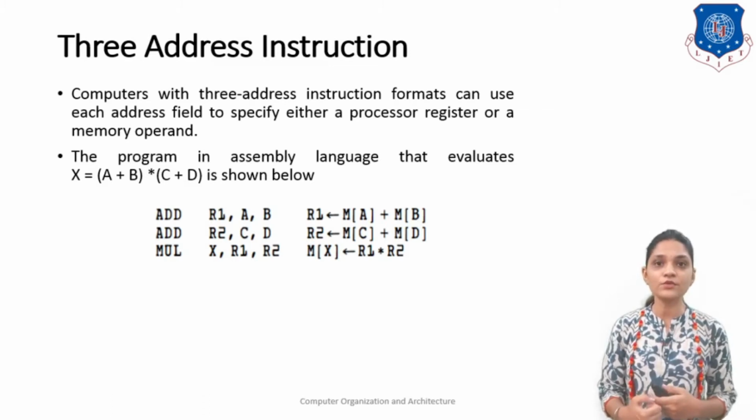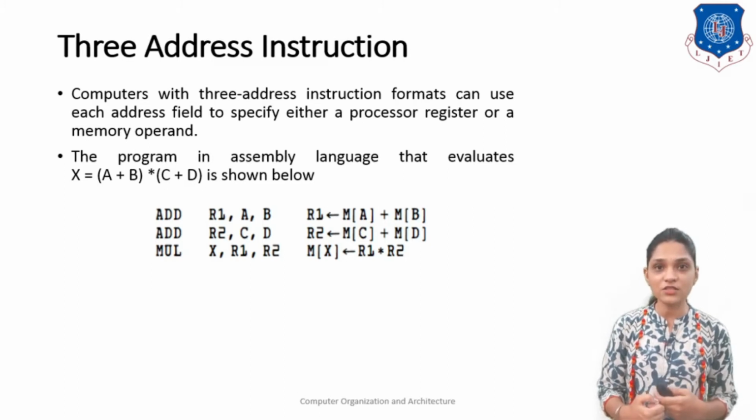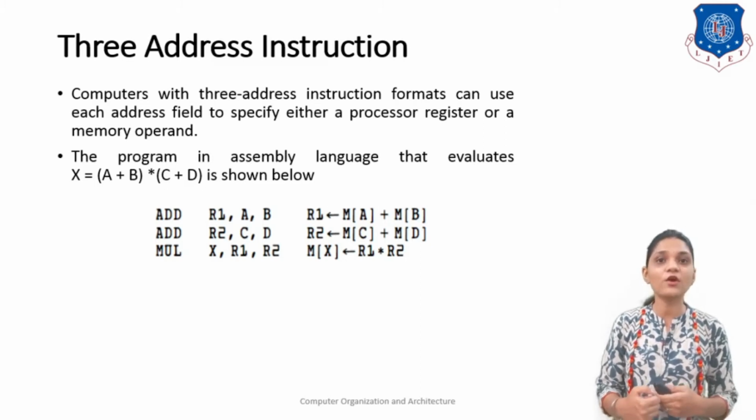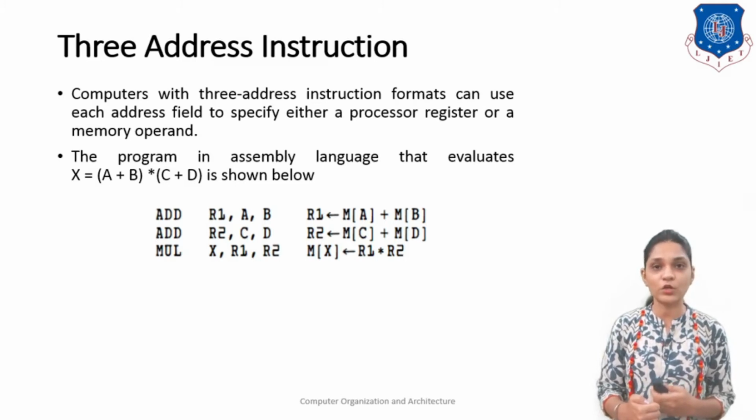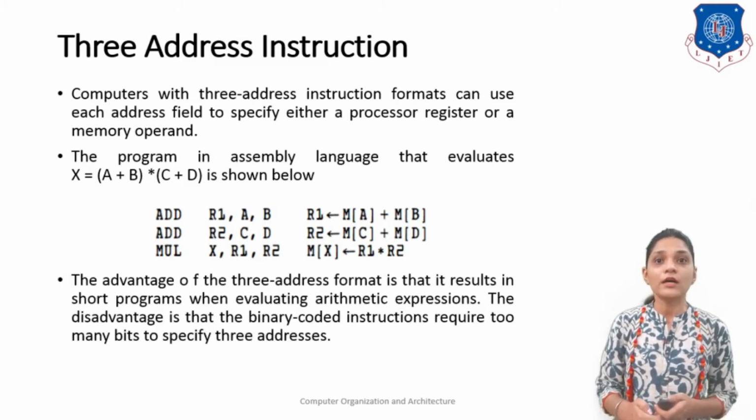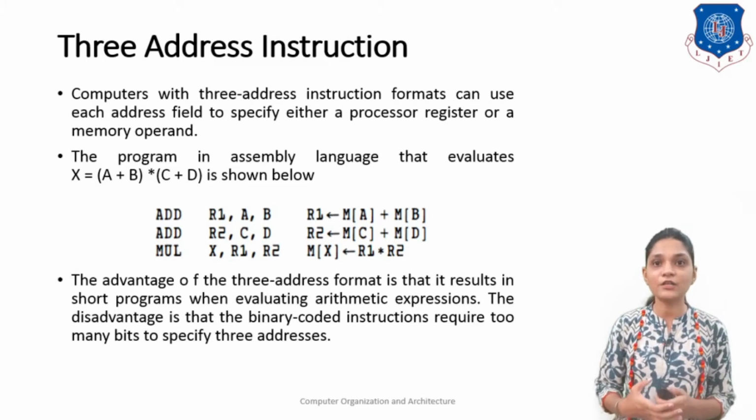And lastly we will use instruction MUL X, R1, R2. This instruction will do the multiplication operation of the contents of the registers R1 and R2 and will store the result at location X. So in this way we can use 3 address instruction where all 3 address fields are used to represent your instruction.